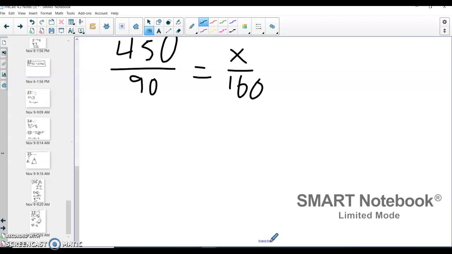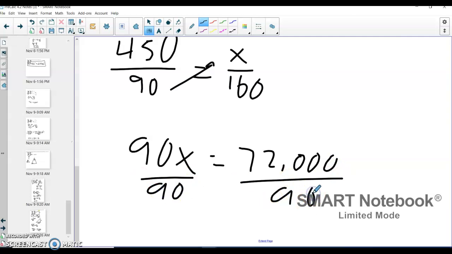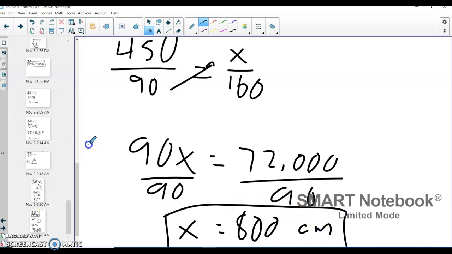Okay, so 90 times X gives me 90X. 450 times 160, let me grab my handy dandy calculator here, 450 times 160, and I get 72,000 exactly. Dividing both sides by 90, again using my calculator here, I get that X equals 800 centimeters. And so my lamp post is 800 centimeters tall.